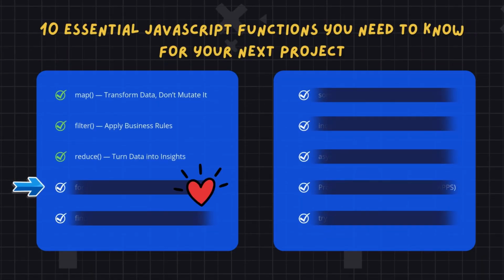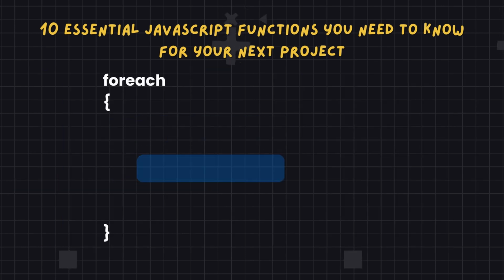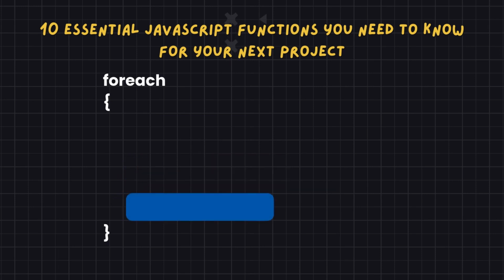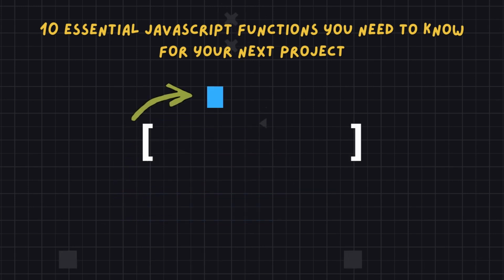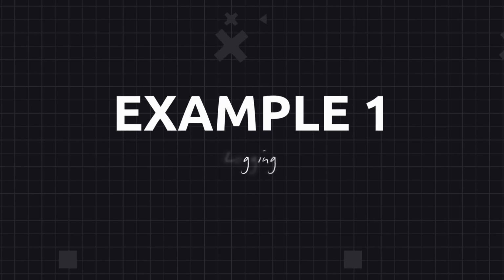Most beginners love forEach and that's okay. But here's the catch. forEach does not return anything. Use it when you want to run logic on each item without creating new data. If you need a new array, don't use it. Use map instead.